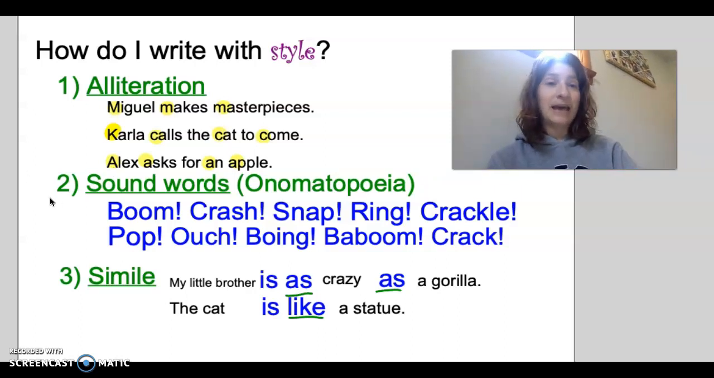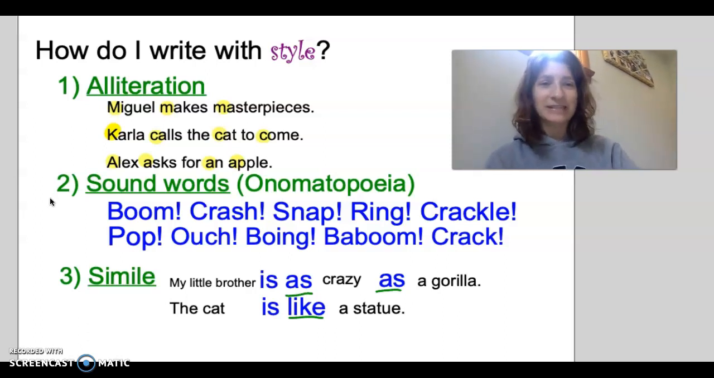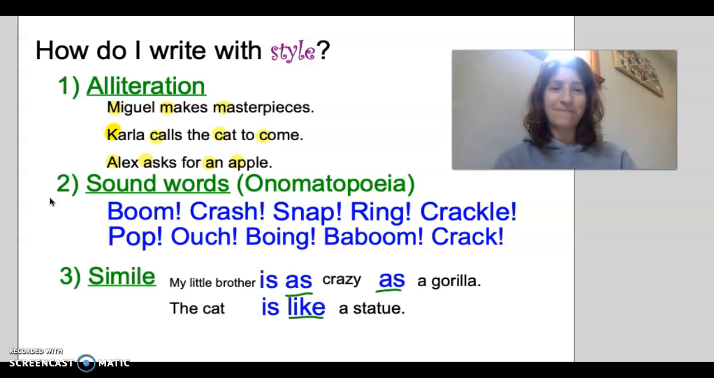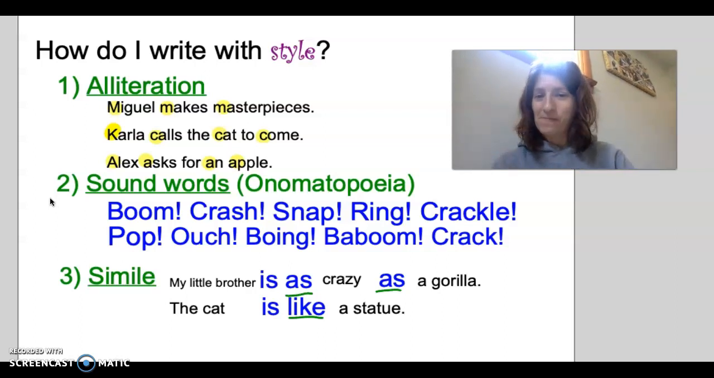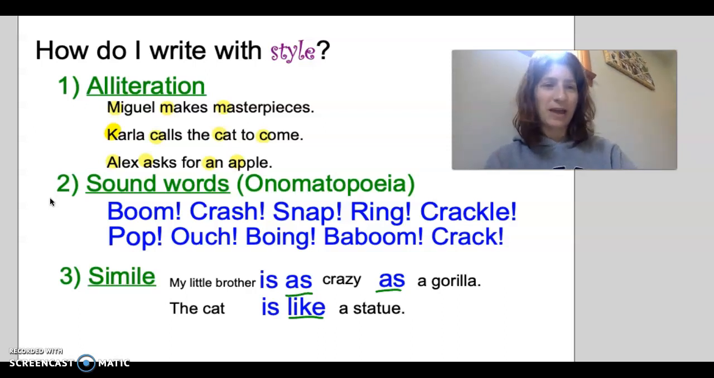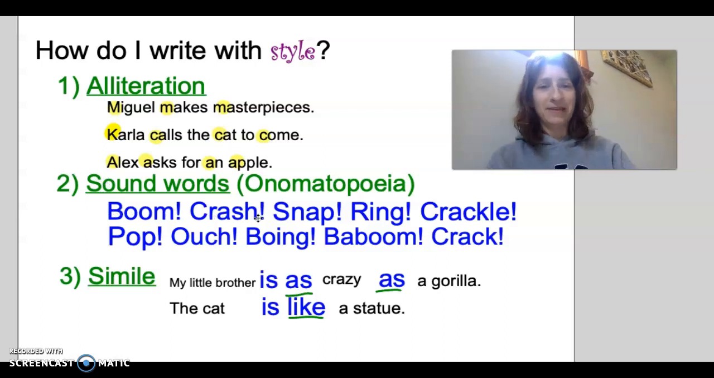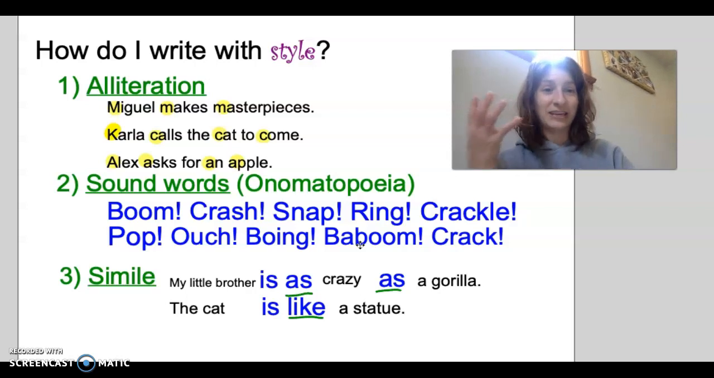Number 2, sound words. The fancy academic way to say sound words is onomatopoeia. Go ahead and try it. Onomatopoeia. These are those fun words to add into your stories or whatever you're writing. Boom, crash, snap, ring, crackle, pop, ouch, boing, ba-boom, crack. Those are words that, again, get readers' attention, makes you feel like you're there because you can actually hear what's going on.